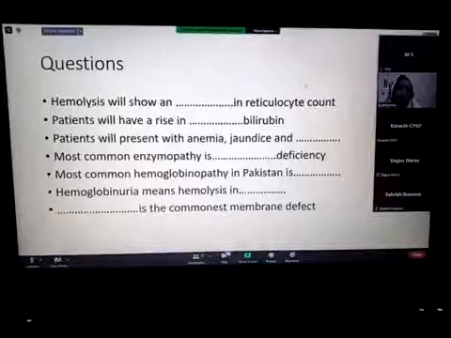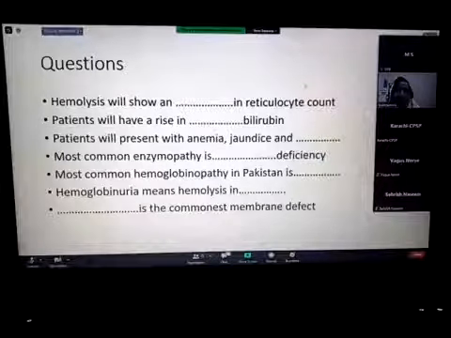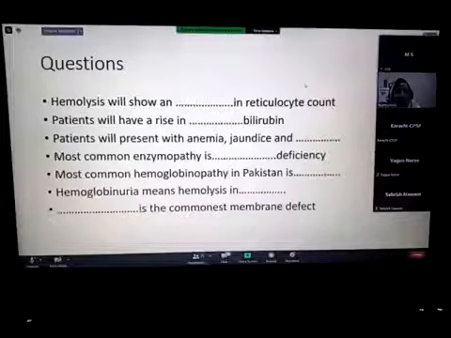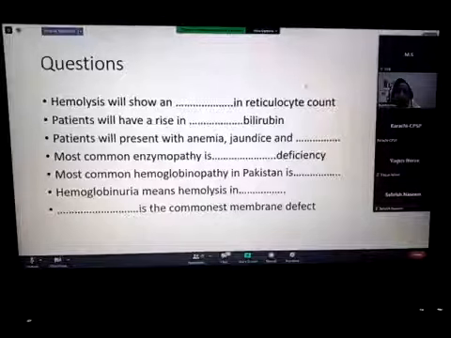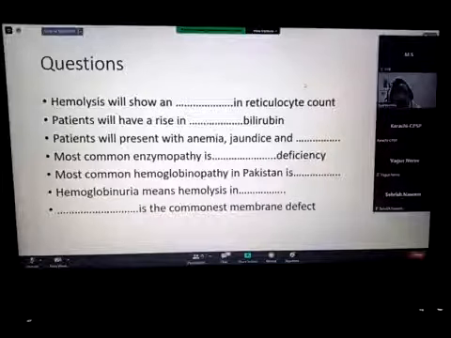Few questions for you. Hemolysis will show an increase in reticulocyte count. Patients will have a rise in unconjugated bilirubin. Patients will present with anemia, jaundice, and splenomegaly. Most common enzymopathy is G6PD deficiency. Most common hemoglobinopathy in Pakistan is beta thalassemia major.